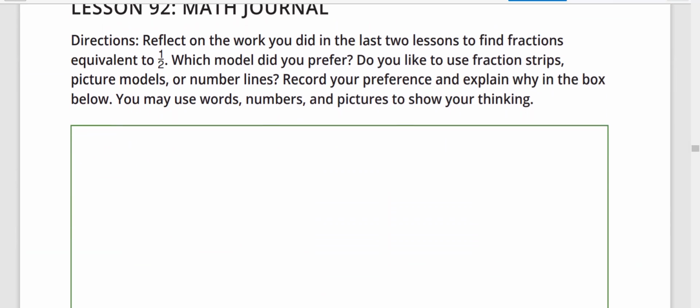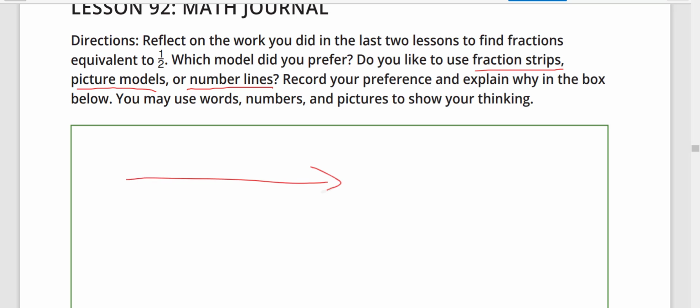The next page, reflect on the work you did in the last two lessons to find fractions equivalent to half. Which model did you prefer? Do you like to use fraction strips, or picture models, or number line? Record your preference and explain why in the box below. You may use words, numbers, and pictures to show your thinking. What do you prefer to represent fractions?